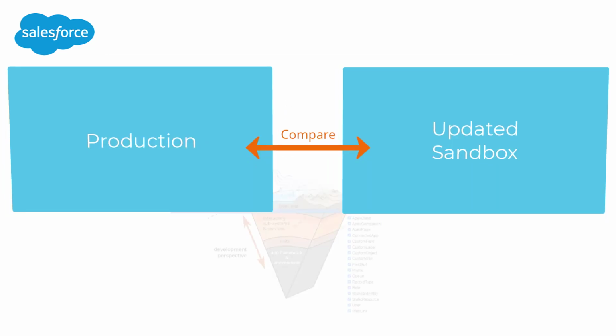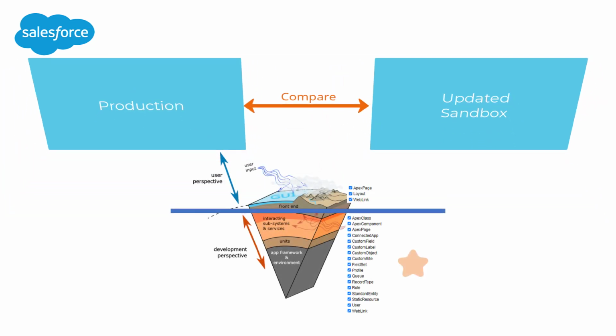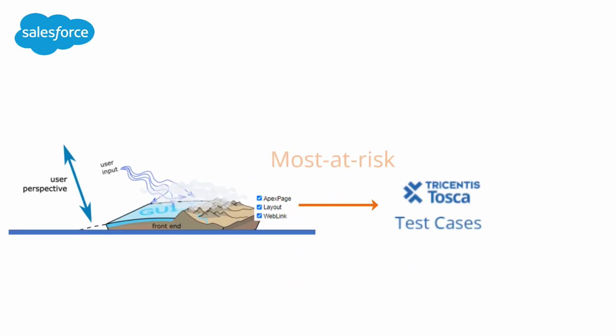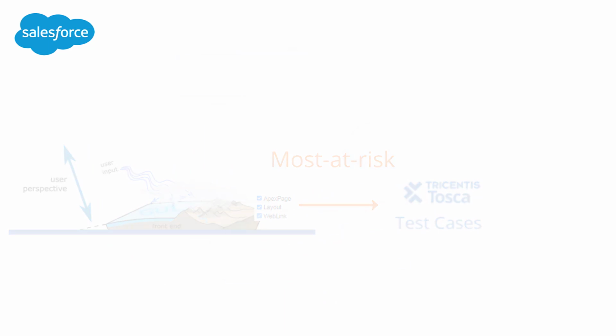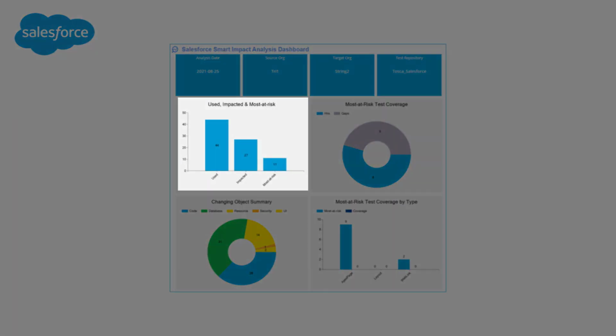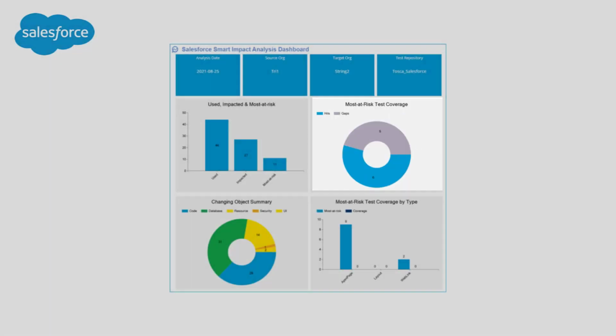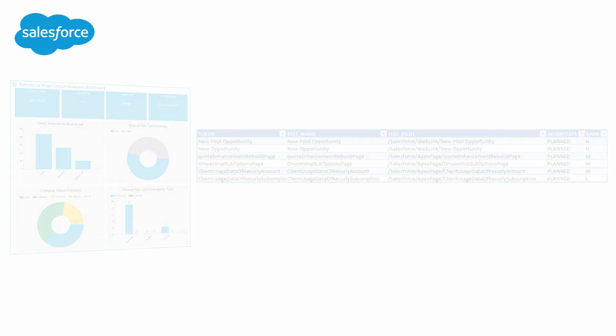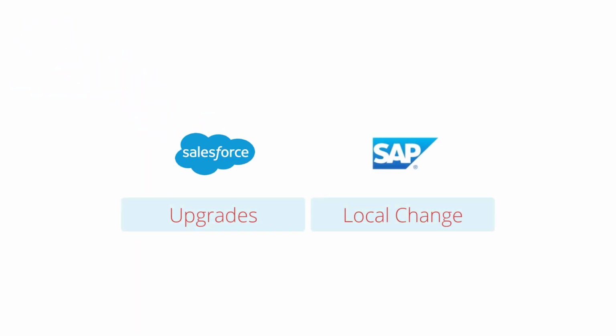LiveCompare identifies all of the development objects that are changed or missing in the upgraded sandbox, then examines their relationship to all of the used objects at the testable surface area. It then searches Tosca and Qtest for test cases that include the most at-risk objects. The dashboard displays used, impacted, and most at-risk objects, as well as a test coverage summary for the most at-risk. Test coverage details include test name, test path, and they're ranked by high, medium, and low, helping you run the best test first. Be sure to run LiveCompare for your next Salesforce update.